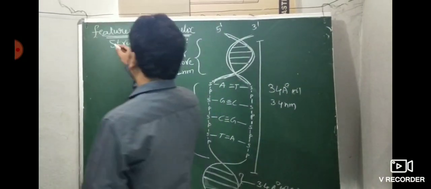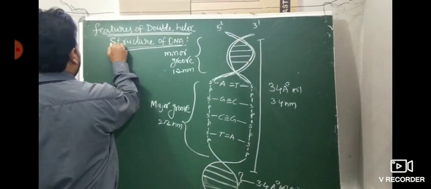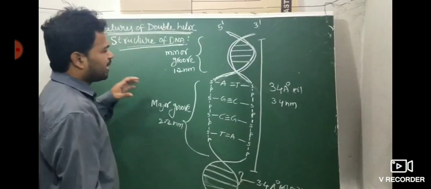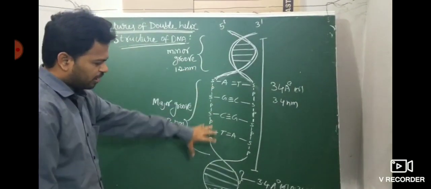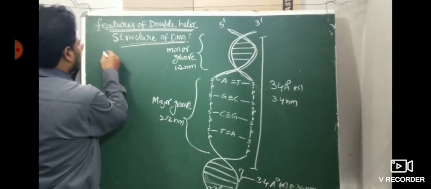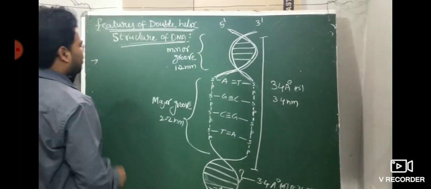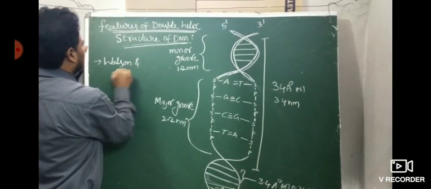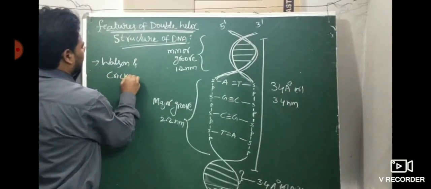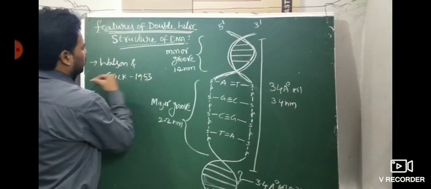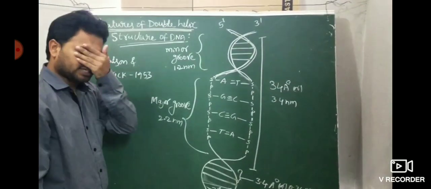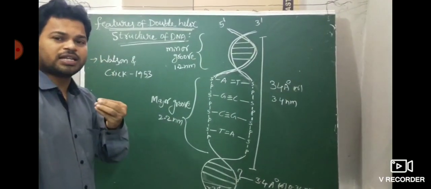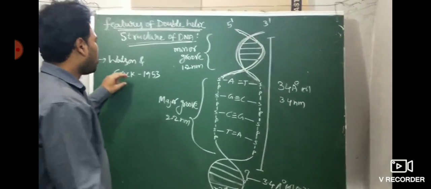This is an important question, a 5 mark question. These are the common features of the double helix structure of DNA. The double helix structure of DNA was given by the scientists Watson and Crick in 1953.